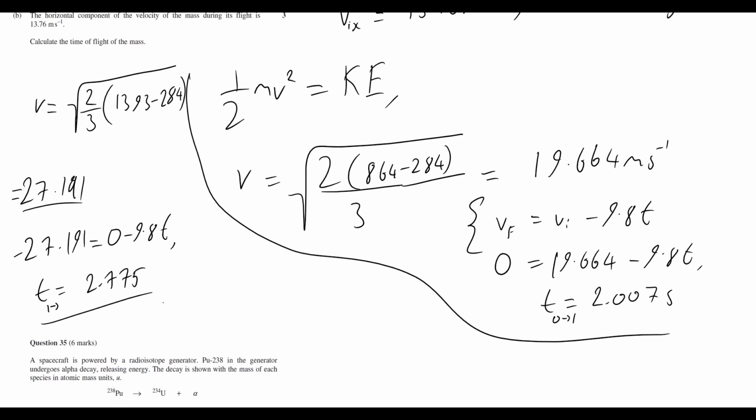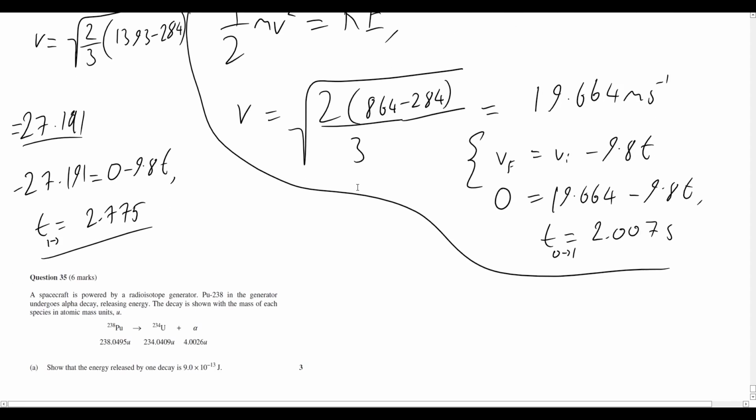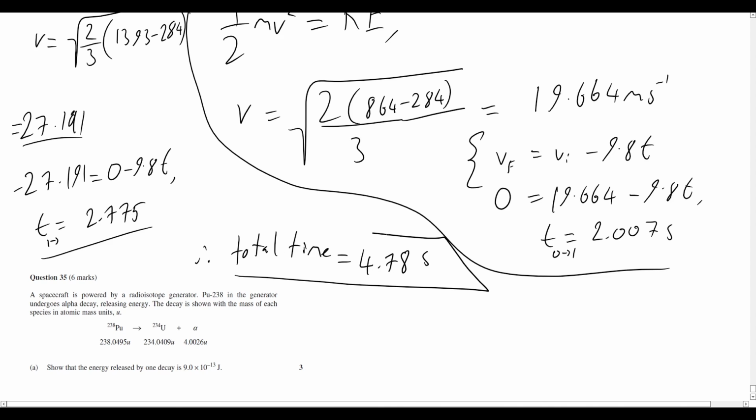So now we've got the time it takes for this mass to go from t0 to t1, and then from t1 to t2. So simply adding both of those together, we can say that the total time is going to be equal to 4.78 seconds. And that is our final answer for question 34B.